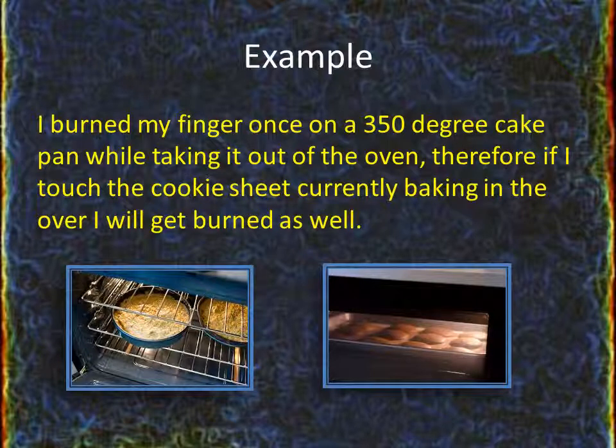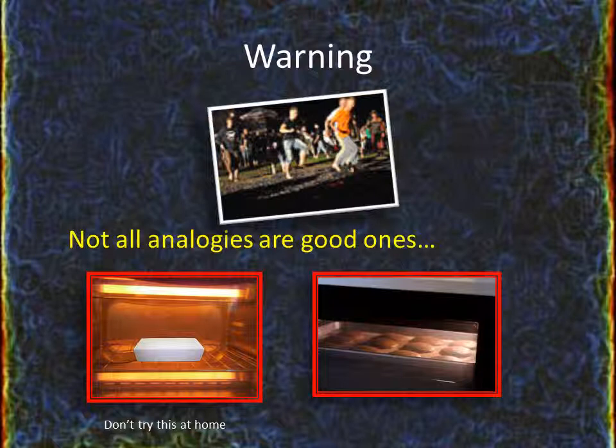Now, I'm doing this based on the fact that they're both made out of metal, they're both very hot, and properties that they have in common. And in this case, the analogy is a pretty good one. It's pretty strong. But you need to be careful because not all analogies are good ones. If instead I was talking about a piece of styrofoam heated to 350 degrees and compared that to a cookie sheet, even though the styrofoam is something in an oven heated to 350 degrees, if I touched it, I likely wouldn't get burned, or at least not very badly, because it doesn't transfer heat the same way that metal does, even though it's the same temperature.